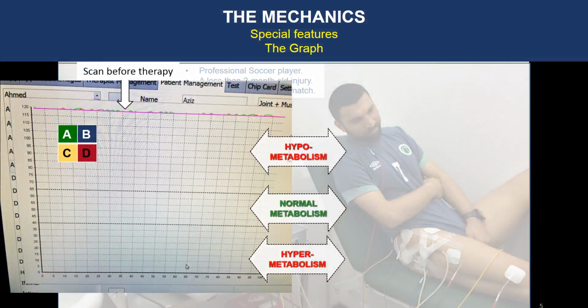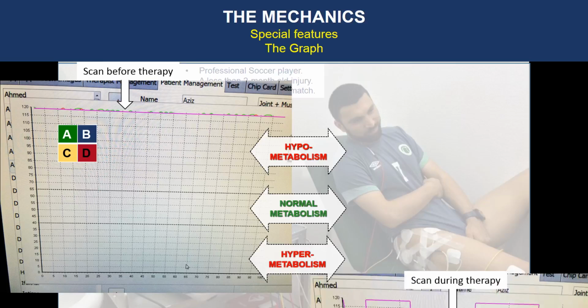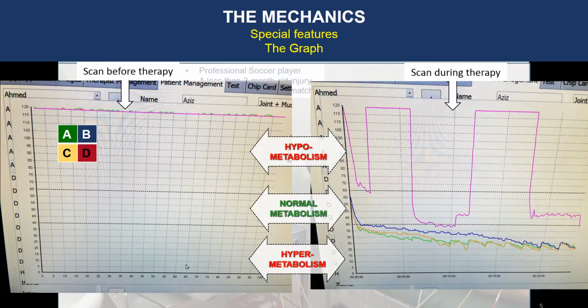So this is the scan before the treatment. And all the 4 channels were in hypo, not just hypo, it is extremely right on the top. So the machine determined that the condition is chronic, and it's a degenerative situation, and this is how the treatment went. If you see, all the 3 therapy channels, A, B, and C, have come down, and the channel D is actually used for lymph drainage. So it's typical for a lymph drainage graph to move this way.